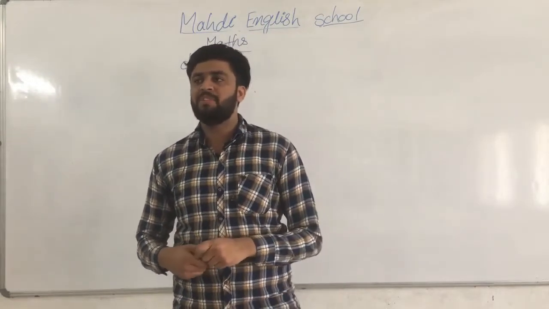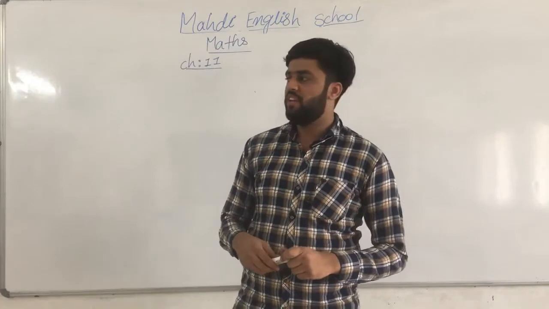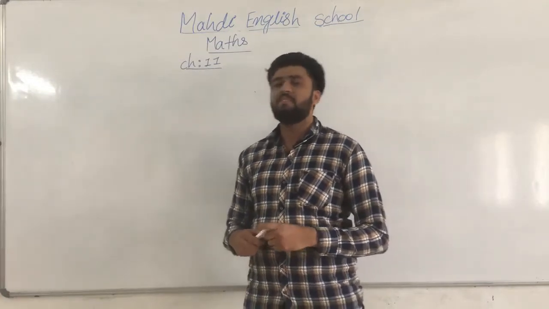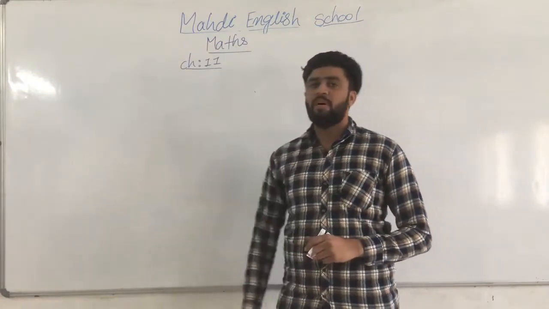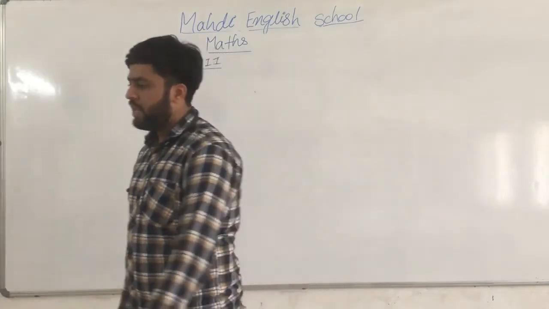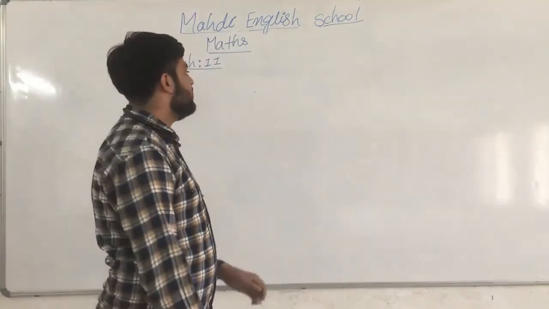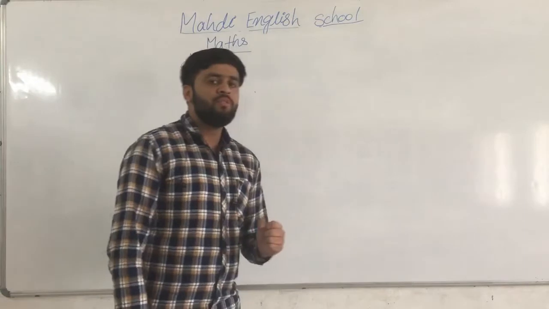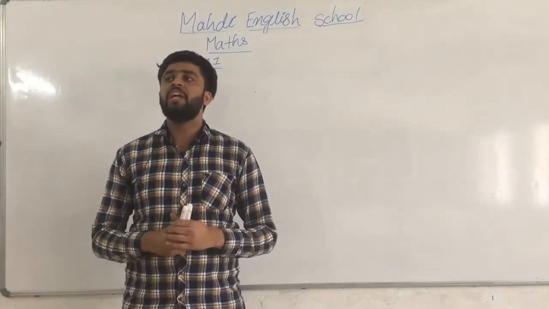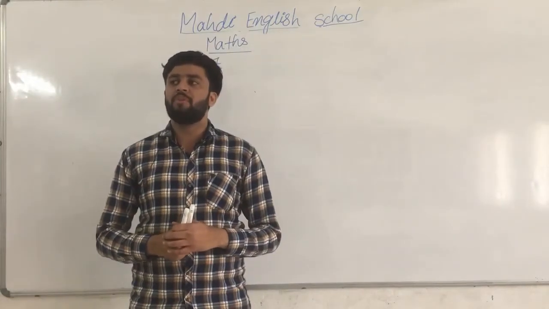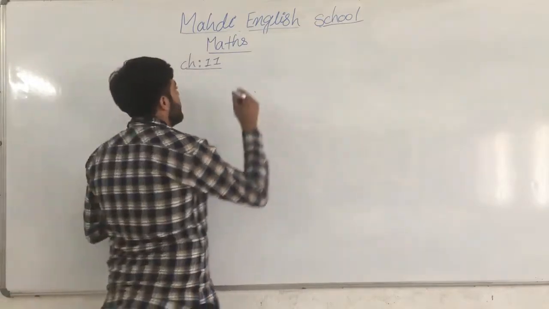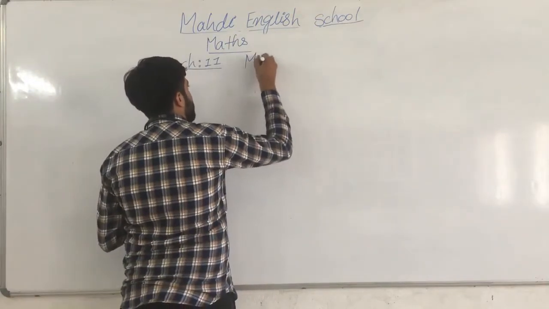This is your Tassim sir, my dear students, and today we are going to learn exercise number 11, question number 4 and 5. As per yesterday, we have done question number 3 and we have started question number 4. So now write the name of the chapter: money.